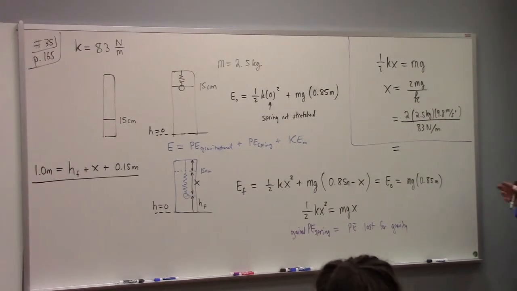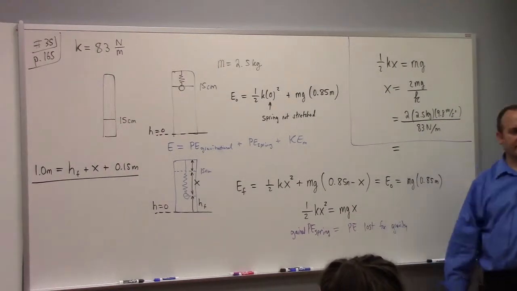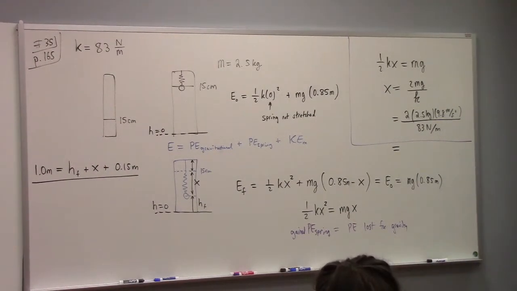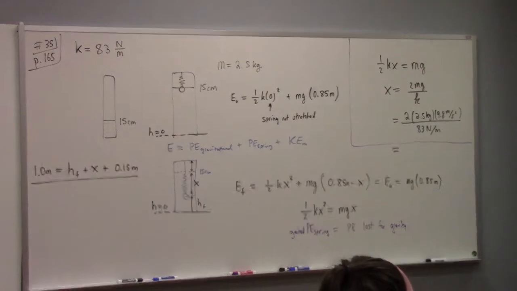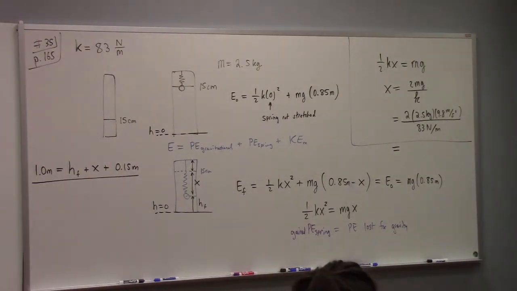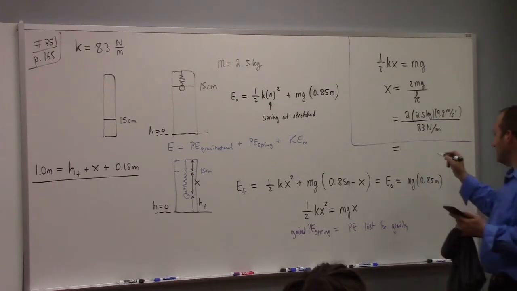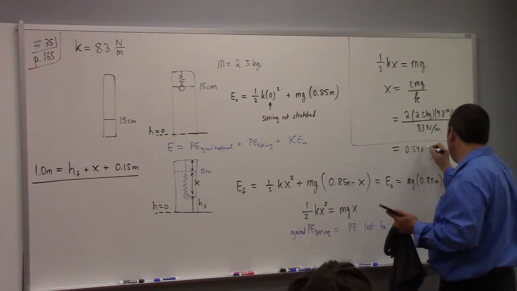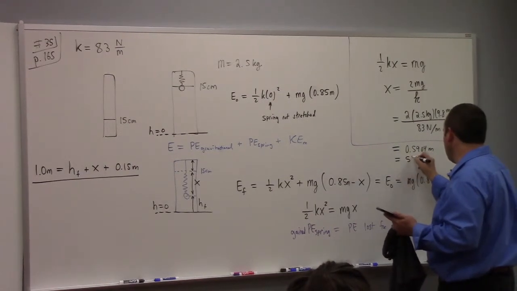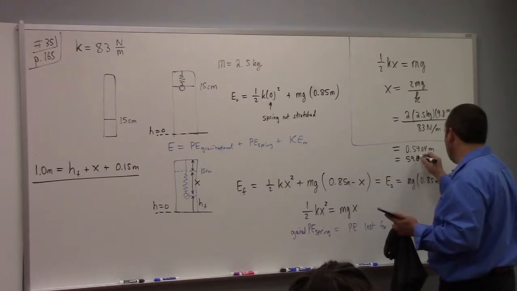Of course, I could have just told you to set 1/2 kx squared equal to mgx at the start, right? But I think it's important to reason through it. It's energy conservation. You want to think about conserving energy as a way to solve this problem, because if you understand it from that perspective, you can solve not just this problem, but other related problems. Let's see here. 2 times 2.5 times 9.8 divided by 83, I get 0.5904 meters, aka 59.04 centimeters, yeah?